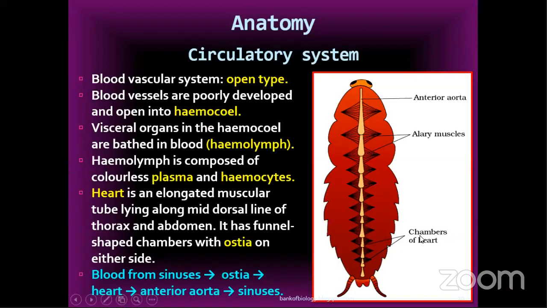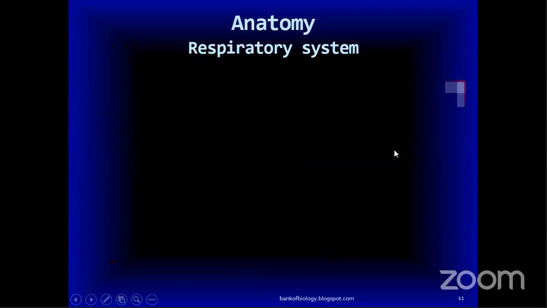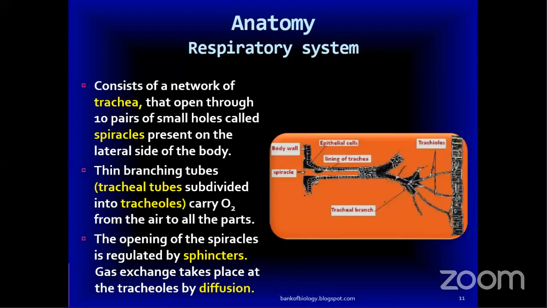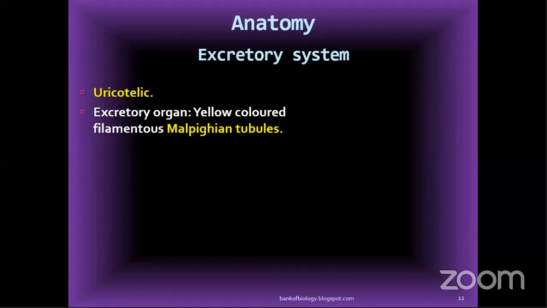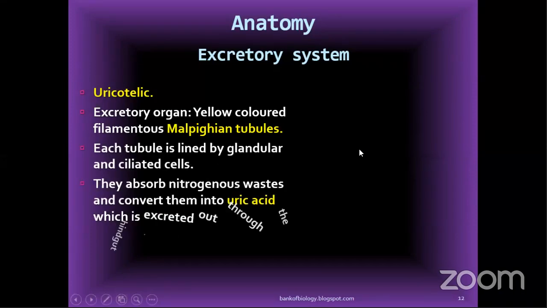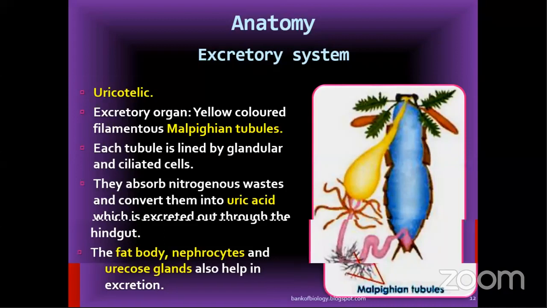So the circulatory system is of open type, where blood vessels are poorly developed and they open into the hemocoel. Here the hemocoel will bathe the visceral organs in blood, that is the hemolymph. Hemolymph is composed of plasma and hemocytes. So remember this. The respiratory system is of spiracles which extend into trachea into the animal. Then the excretory system is through Malpighian tubules, and the type of excretion is uricotelic.